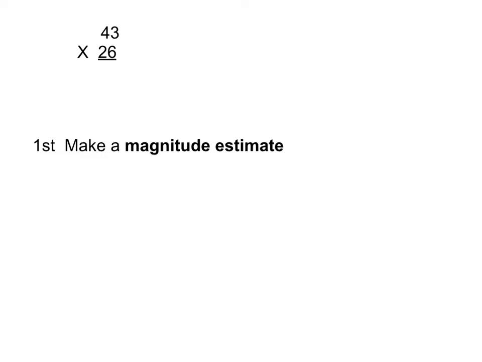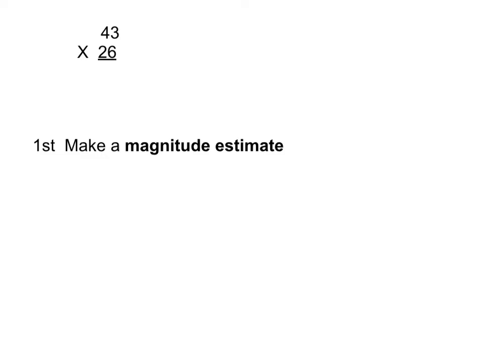To begin with, let's start with whole numbers. In this example, we have 43 times 26. The first thing we want to do is make a magnitude estimate, a ballpark answer. If you review from a previous lesson, a magnitude estimate is a very rough estimate. It tells whether the exact answer falls in the tenths, ones, tens, hundreds, thousands, and so on.